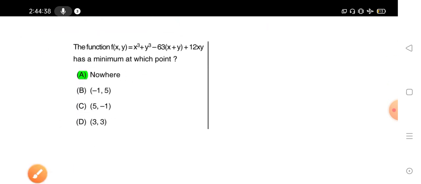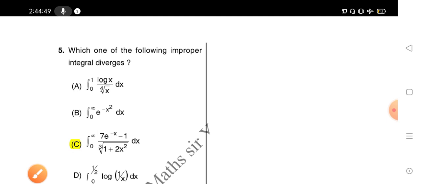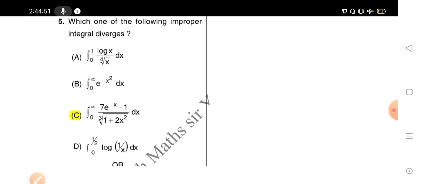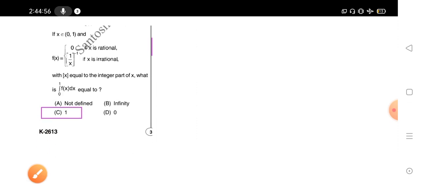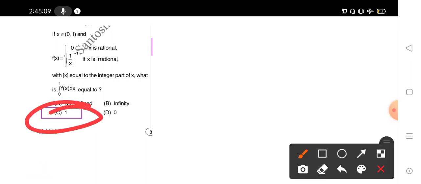The function of xy, x cube plus y cube minus 63 times x plus y plus 12xy, has a minimum at which point? Next question. Which one of the following improper integrals diverges? Option C is correct. If x belongs to 0 1 and f of x is equal to 1 upon x inverse, with the integer part of x, what is the integral from 0 to 1 of f of x dx equal to? Answer is 1.